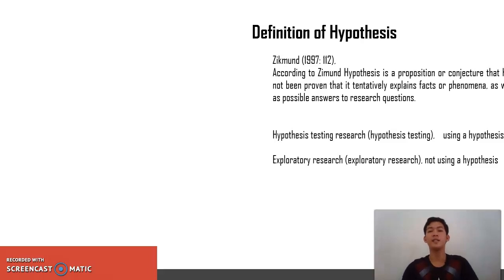First, the definition of the hypothesis. According to Zitmuth, 1997, a hypothesis is a proposition or conjecture that has not been proven that tentatively explains facts or phenomena, as well as a possible answer to the research questions. From this definition, we can conclude that not all research uses a hypothesis, only hypothesis testing research, but exploratory research does not use a hypothesis.